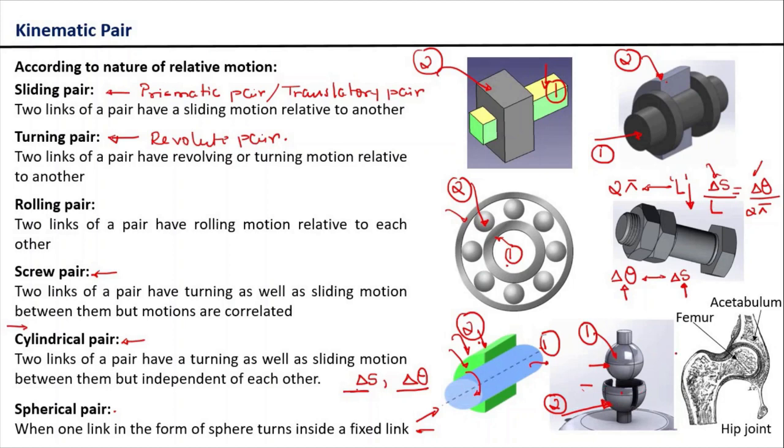Now a practical example of a ball and socket joint is simply the hip joint. In a hip joint, the femur portion, which is in the form of a sphere, usually turns inside the acetabulum portion of the hip joint. So our hip joint represents a form of spherical pair, and the same is true for the shoulder joint in a human body.